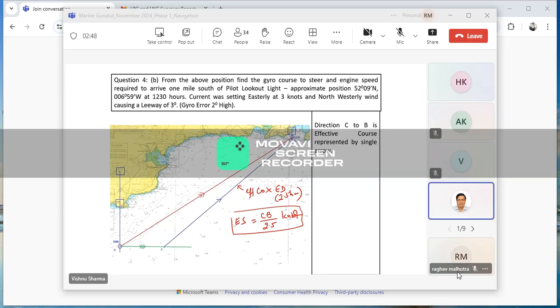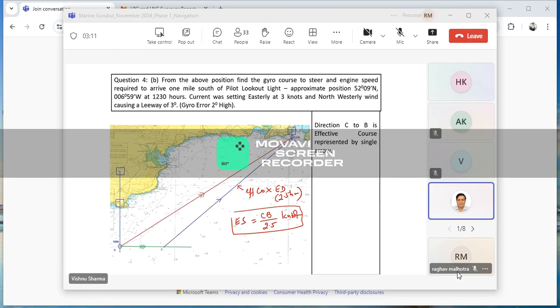The question wants engine speed. So the engine distance is C to B in how much time? 2.5 hours. So if I measure distance CB from the chart and divide by 2.5, will I get the engine speed in knots? Yes or no? Everybody's happy with that? Yes, sir. Okay, now we still have to counteract wind.